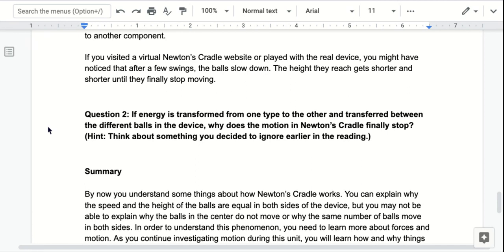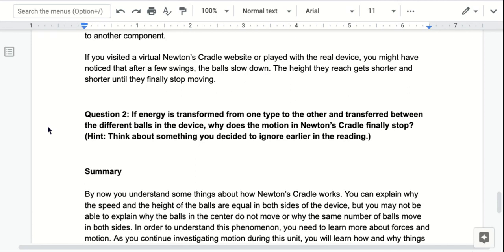So remember that part that I highlighted earlier? That's my big hint for you. What's happening as this energy is transferring? If energy is transferring, technically, shouldn't the Newton's cradle go on forever? It doesn't go on forever. But why do you think it finally stops? Where is some of that energy going each time that the Newton's cradle goes?